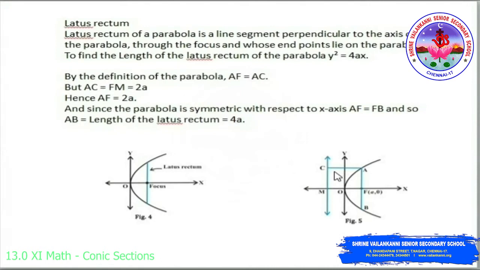Then AC equals FM, which is equal to 2a. Then AF is also 2a. Since the parabola is symmetric with respect to the x-axis, AF equals FB. And so AB is the length of the latus rectum, which is 4a. So the length of the latus rectum is 4a.